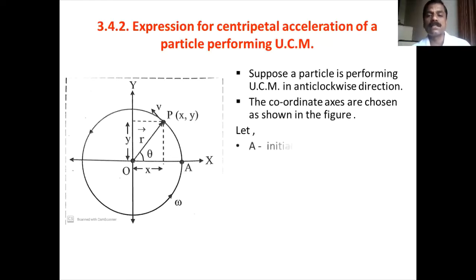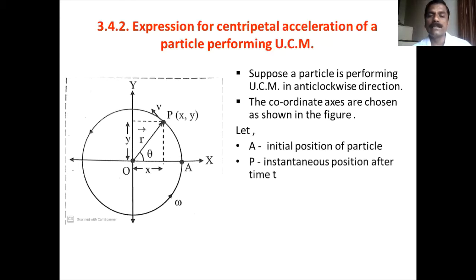Now let us consider certain symbols. Capital A is the initial position of the particle. P is the position of the particle after time t, and it is called the instantaneous position. Then theta is nothing but the angle made by the radius vector.